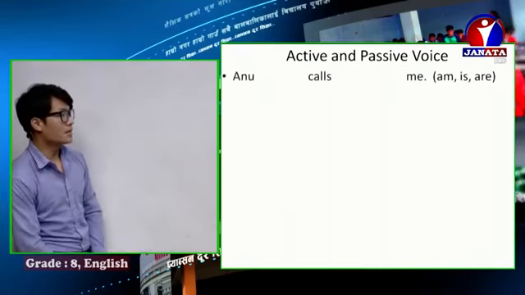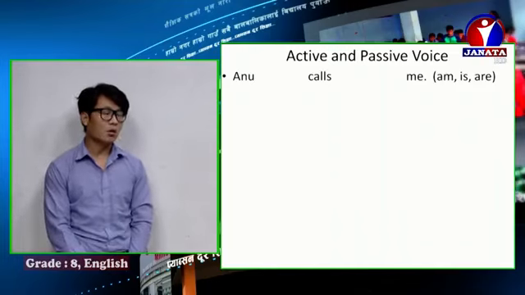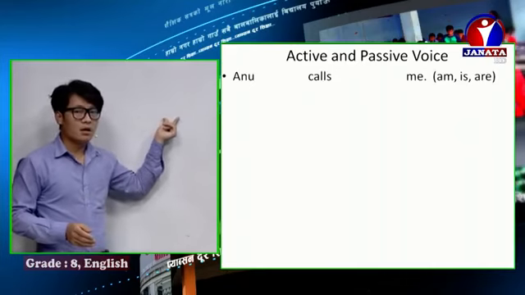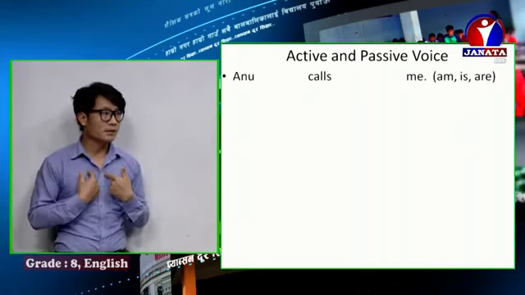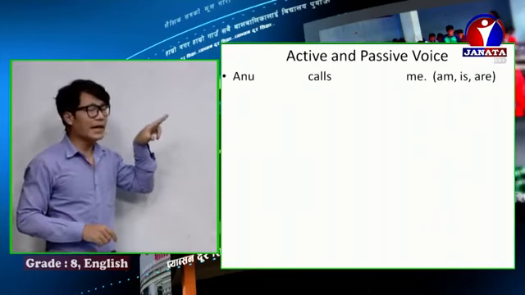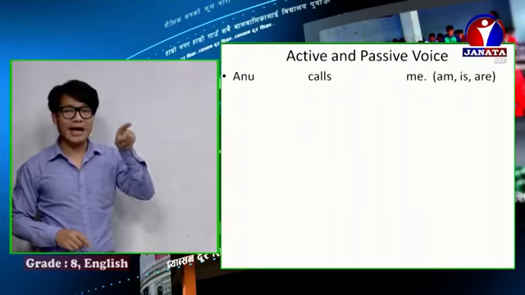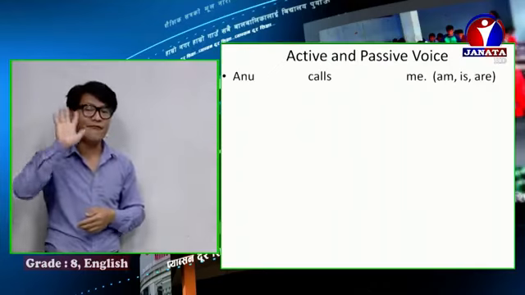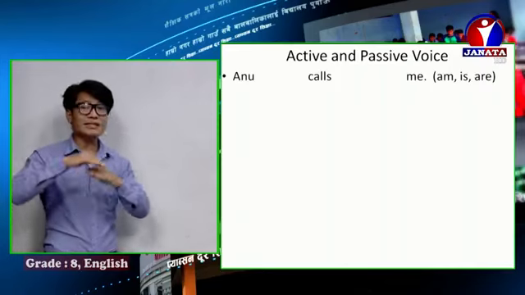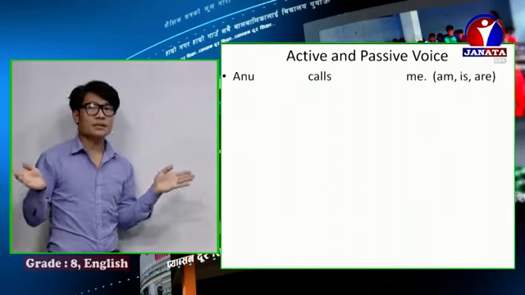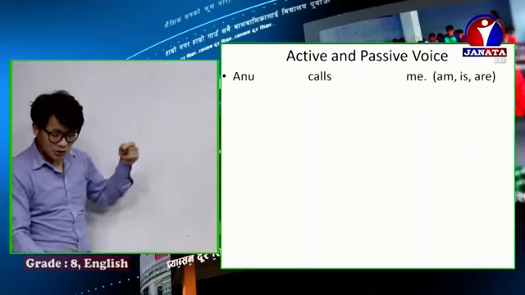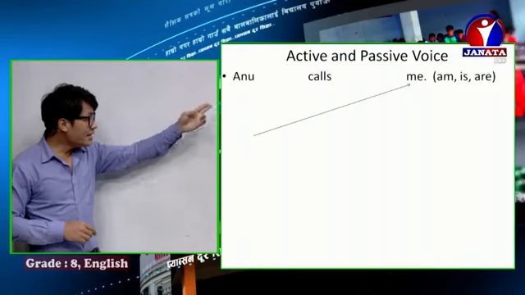Anu calls me. Who calls? Anu. So Anu is the subject. To whom? Me. So me is the object. What is the verb? There is calls. The s means this is verb 5. Verb 1 and verb 5 mean which tense? That is the simple present. And what are the be verbs of the simple present? You can see on the slide: am, is, are.